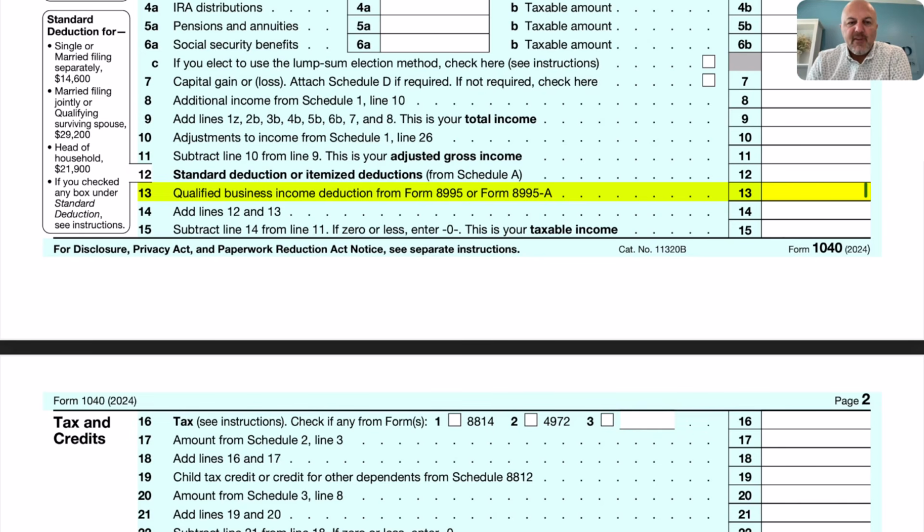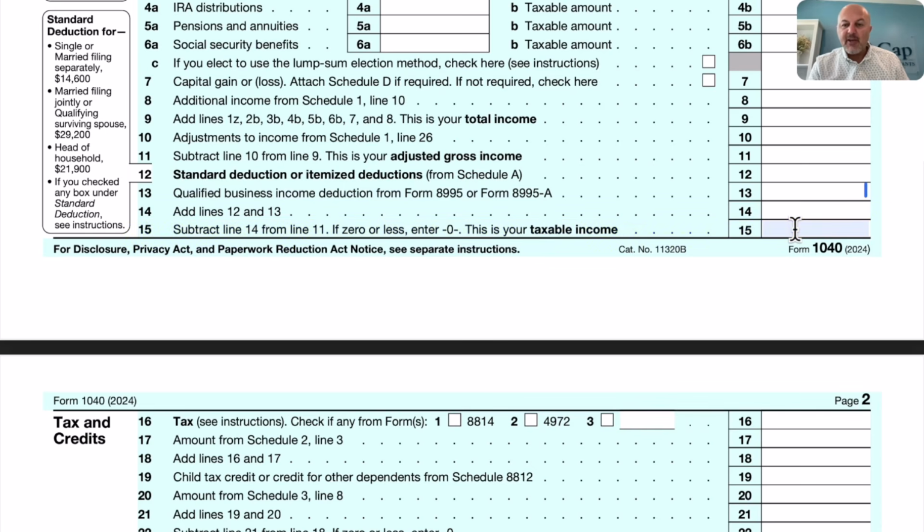Okay, now that we have the QBI deduction, we're going to add up all the different income sources, which would be your AGI. We're going to subtract out the qualified business income deduction, and it's going to give you your taxable income. Now, the taxable income is what's used to calculate how much tax you're owed.